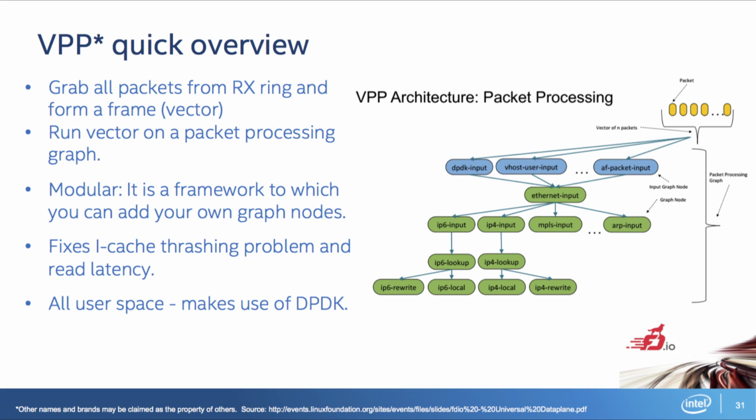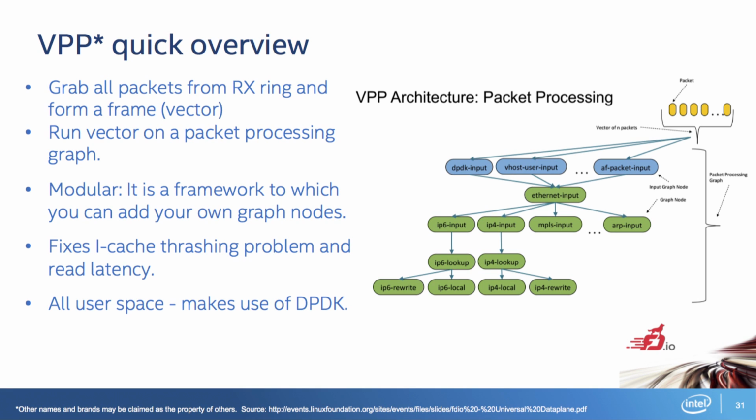So how does VPP solve the problems that we saw earlier? VPP, as I mentioned, processes a vector of packets, and as a result, the cost of instruction cache misses is amortized over a large number of packets. So this solves the iCache thrashing problem that we have in scalar packet processing. Graph nodes are themselves optimized to fit into the instruction cache, and the packets themselves are prefetched into the data cache in order to reduce data cache misses as well.